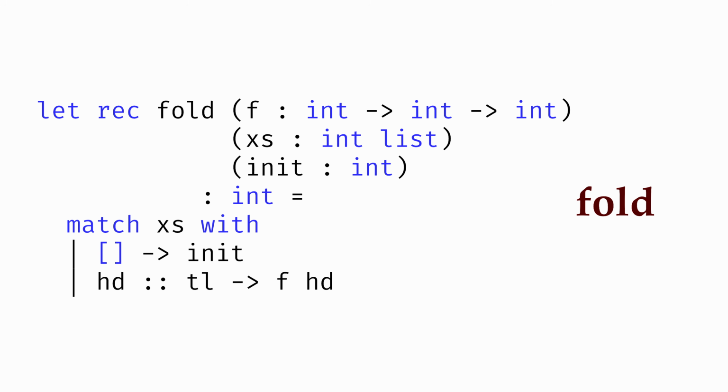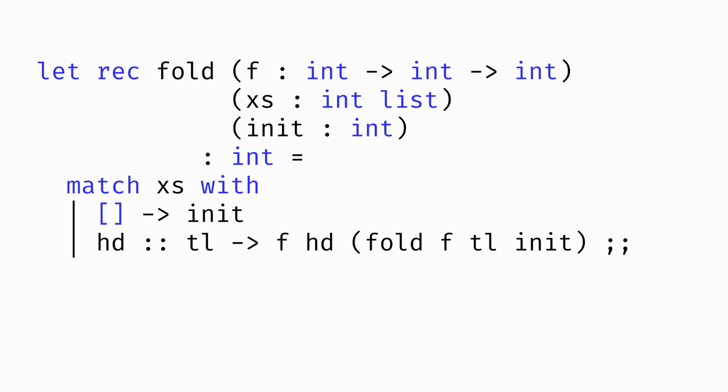To do that, we'll recursively call the fold function. The fold function, recall, takes 3 arguments. First is the function, that's just f. Next is the list to fold over, that's the tail of this list, the remaining elements that need to be processed. And finally, we need the initial value for the accumulator, which is just init. This then is our fold abstraction.